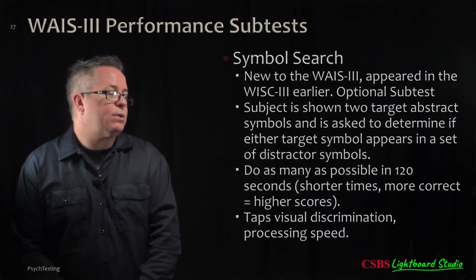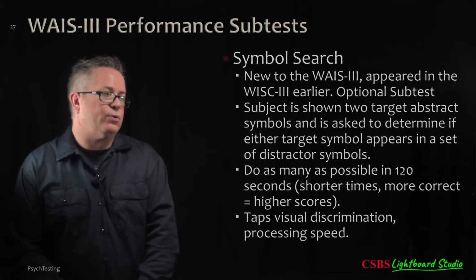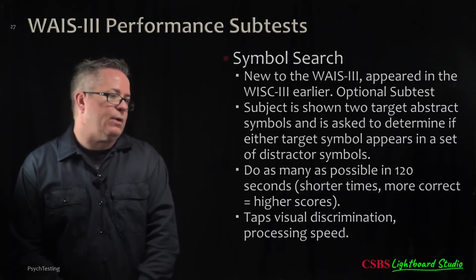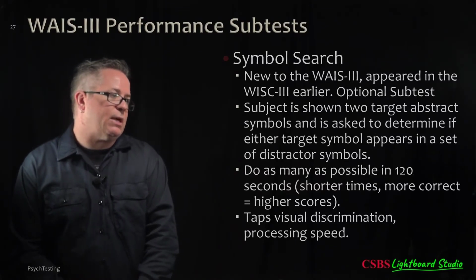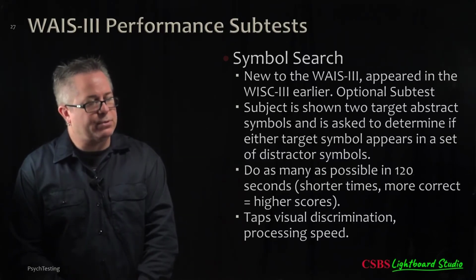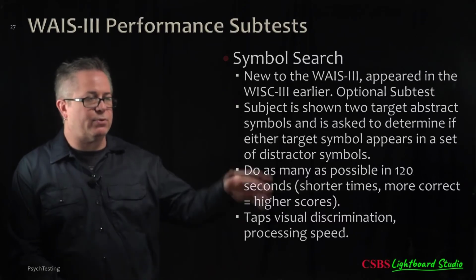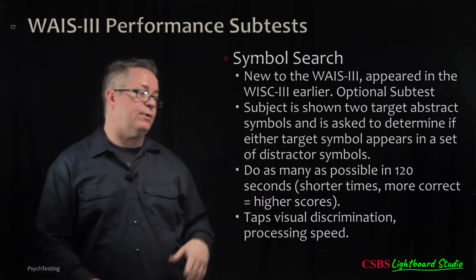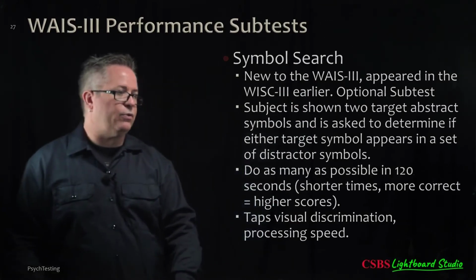It appeared in the WAIS-III earlier than that, but it didn't get into the adult version until the 3. It's an optional subtest. The subject is shown 2 target abstract symbols and is asked to determine if either target symbol appears in a set of distractor symbols. So you're shown a couple of symbols, and then you're shown a bunch of other symbols, and you're asked to see if you can find, literally search for, the symbol in these other distractors.